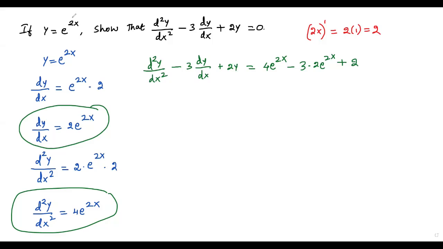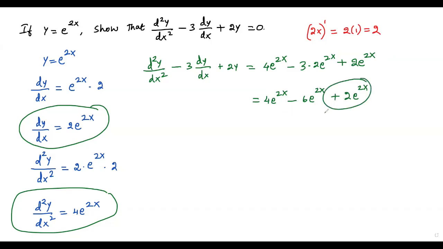Instead of y, we can plug in e to the power of 2x, because in the question itself we have y equals e to the power of 2x. So for this y, we plug in e to the power of 2x. Okay, 4 times e to the power of 2x minus, when I multiply 3 and 2, I get 6 times e to the power of 2x, plus 2 times e to the power of 2x.